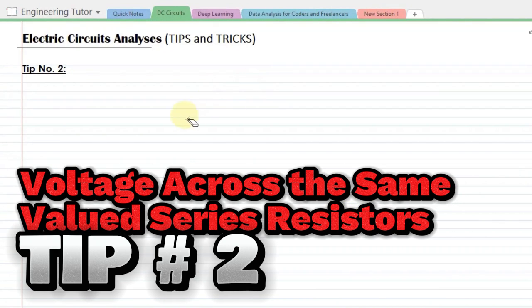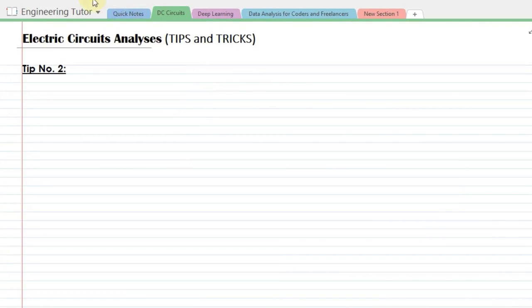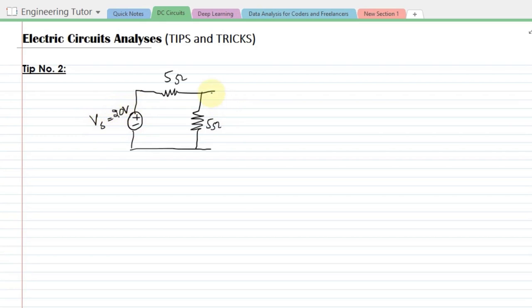Hello again. So now let us discuss tip number two, in which we have to find the open circuit voltage, but the circuit is now like this one. This is some known resistance, let me call it again 5 ohm. This is again 5 ohm, and the voltage here is 20 volts. What we have to find is the value of V naught here.